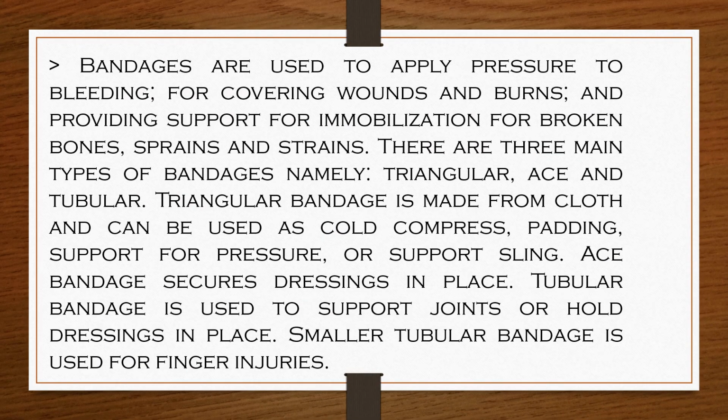Bandages are used to apply pressure to bleeding, for covering wounds and burns, and providing support for immobilization for broken bones, sprains and strains. There are three main types of bandage, namely triangular, ACE and tubular. Tubular bandage is made from cloth and can be used as cold compress, padding support for pressure, or support sling. ACE bandage secures dressing in place. Tubular bandage is used to support joints or hold dressings in place. Smaller tubular bandage is used for finger injuries.